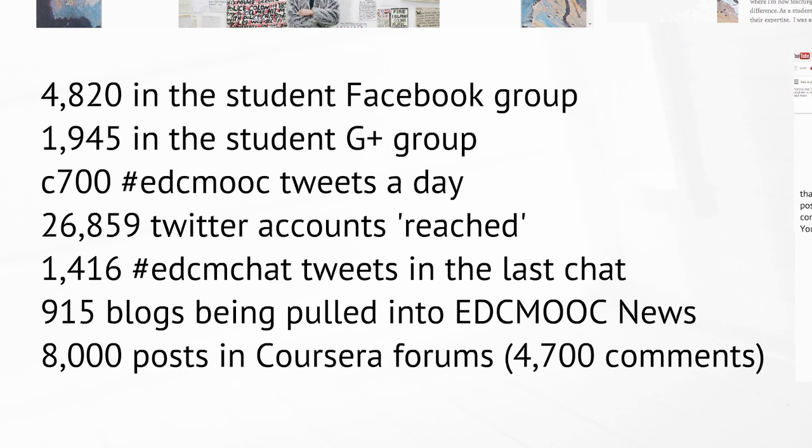They keep doing them. And 915 blogs were being pulled into that news page that I showed you just now, plus all the posts in the discussion forum, of which there were many.